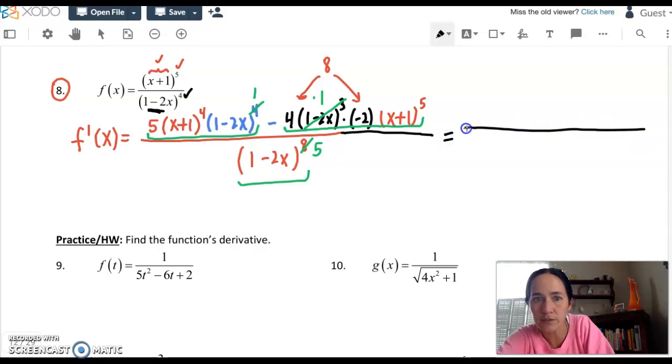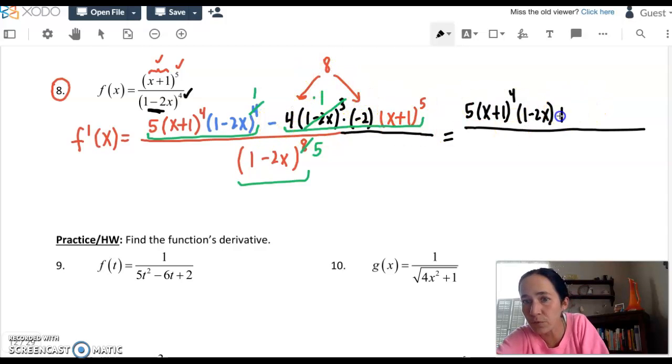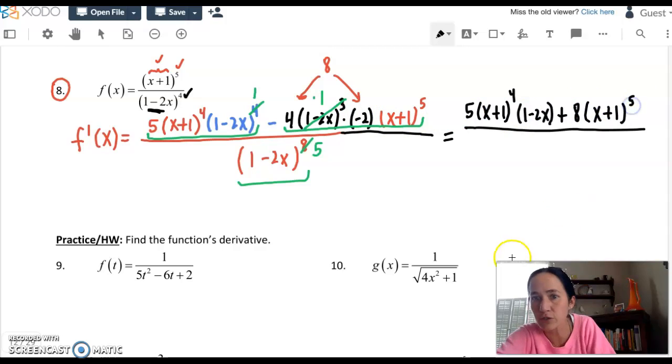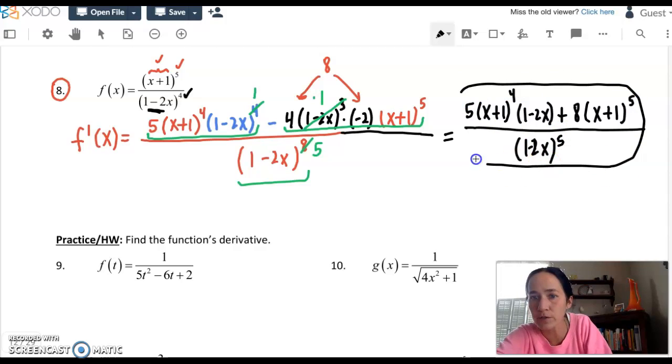So we'll make this, what do we have left? 5, x plus 1 to the fourth, stays there, and 1 power of 1 minus 2x. Minus, or how about plus, right? Negative 4 times negative 2, so plus 8. I think all I have left is x plus 1 to the fifth. That should do it for the numerator. And denominator can simply be 1 minus 2x raised to the fifth power. So I can leave it in either one of these ways.